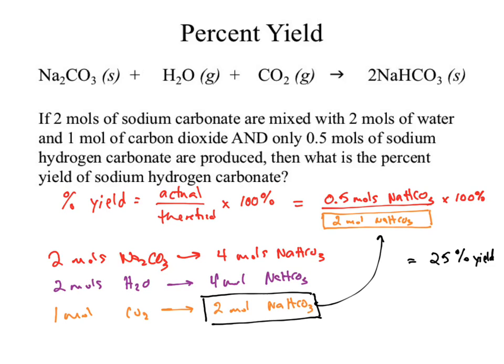Make sense? Where did I get the 0.5 moles of sodium hydrogen carbonate for my actual? If we go back up into the question, it says 0.5 moles of sodium hydrogen carbonate. It also says 2 moles of sodium carbonate, but I didn't write that. So why was I allowed to write 0.5 moles? It's not just that it said it there. It said it was produced. That English is telling me that's how much I actually obtained at the end of the experiment. Make sense?